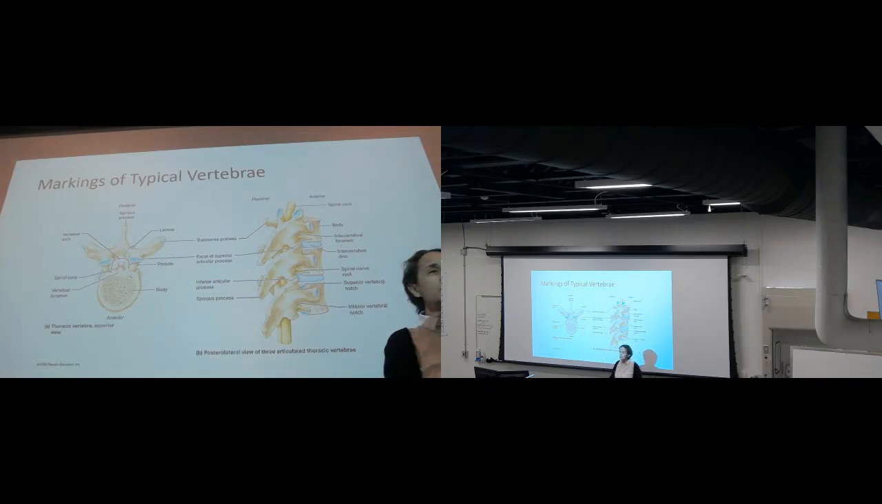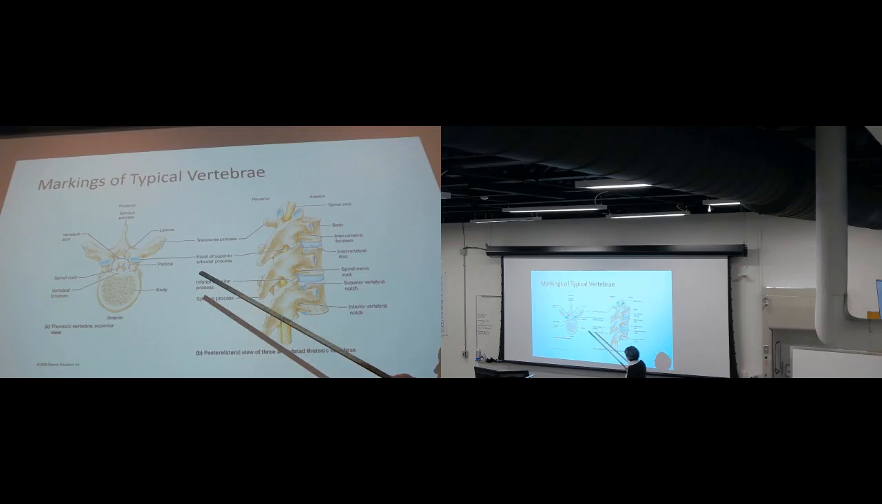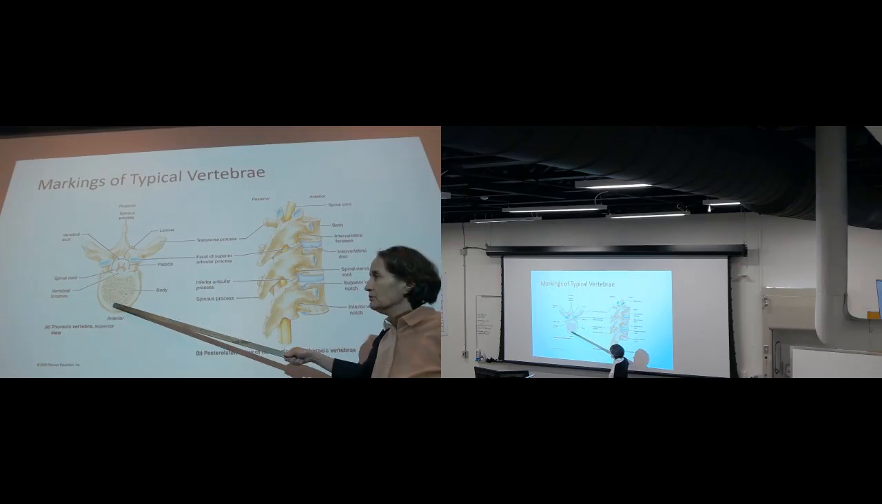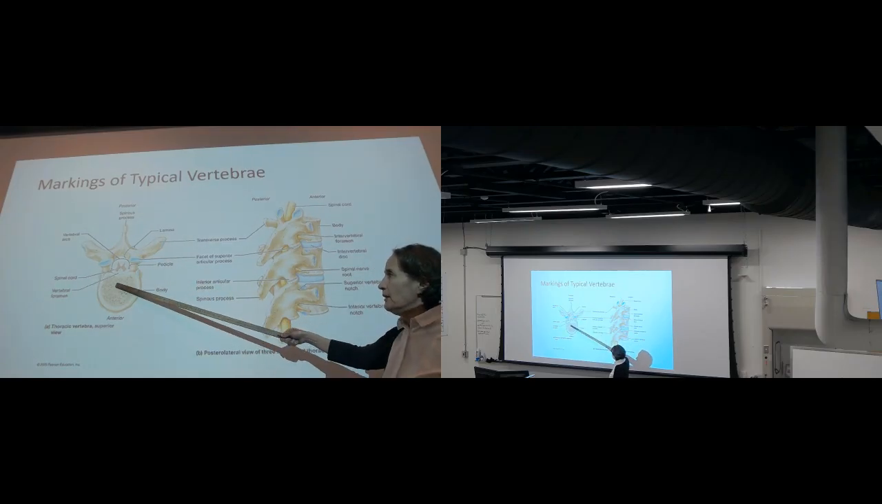The spinous process is actually what we can feel in our back, and it is used to count the vertebrae for either withdrawing a sample of cerebrospinal fluid or for putting a saddle block. Now, this is the top view, the superior view.